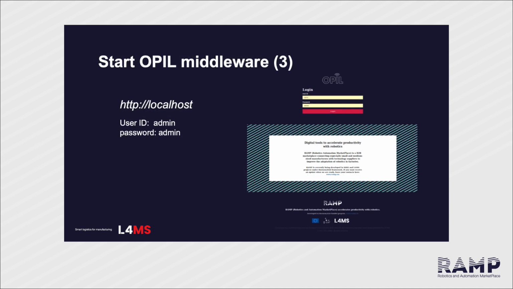By opening a new browser and typing http localhost or the IP address of your virtual system, you will be able to see the initial screen of the OPIL interface. As the software is constantly updated, it's possible that the image shown here is not exactly the same, but it has the same functionality. By logging in with a proper user ID and password, you will be able to access the HMI module of the platform.